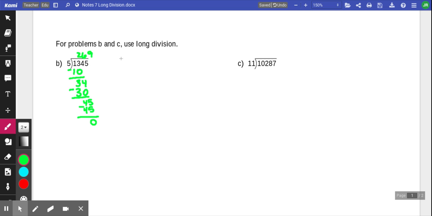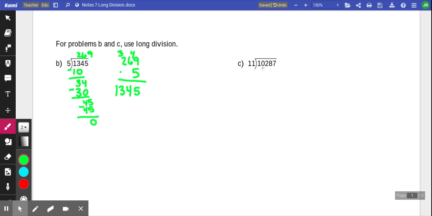1,345. If we were to take 269 and multiply that by 5, we're going to get 9 times 5 is 45, write the 5, carry the 4. 6 times 5 is 30, plus the 4 gives us 34, so then we carry the 3. 2 times 5 is 10, plus 3 more gives us 13, so 1,345, which is what we were originally taking and dividing by 5.